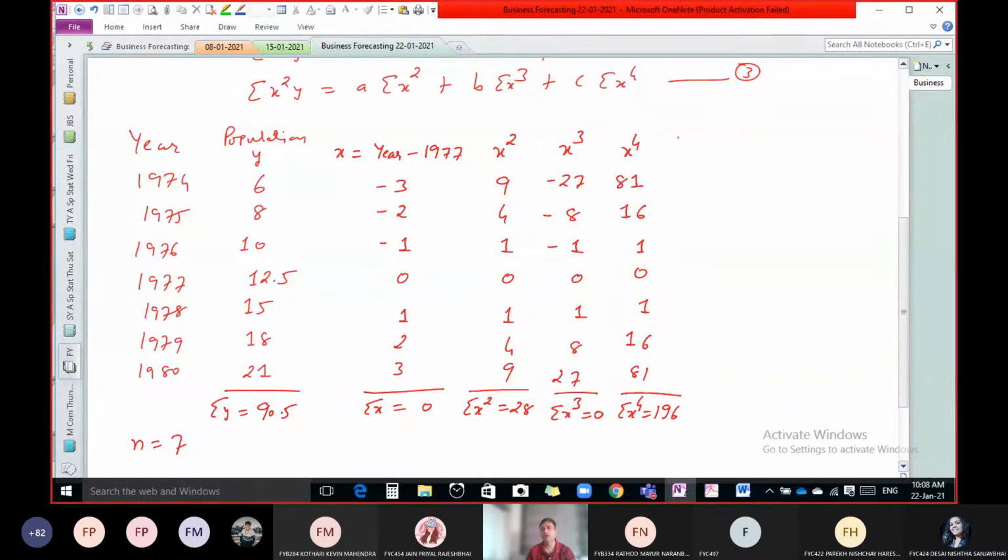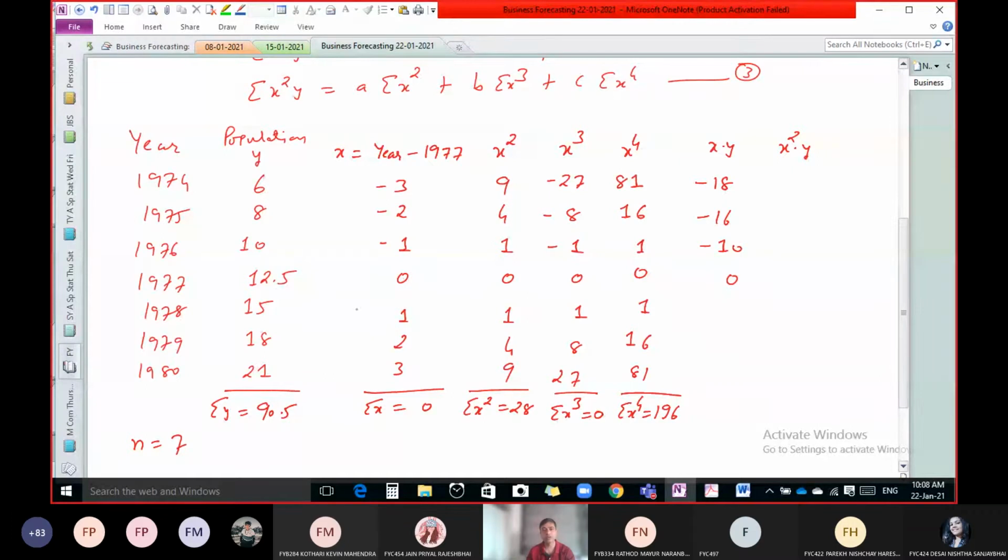Now we require two more columns. One is X into Y, another one is X square into Y. So X means this one and Y means this one. So simply multiply these two numbers. 6 into minus 3, we get minus 18. 8 into minus 2, we get minus 16. And minus 10.